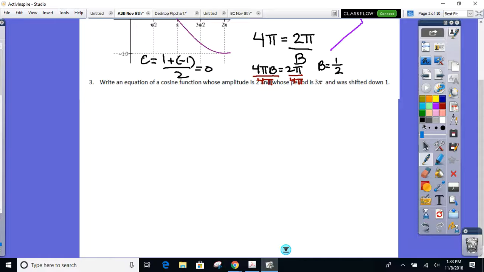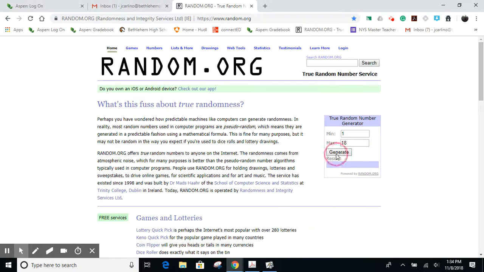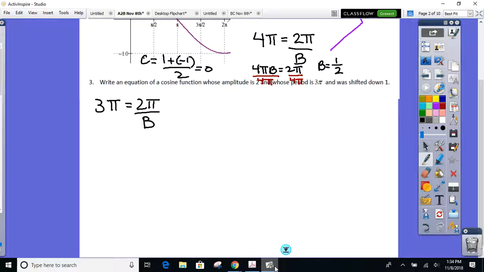Cosine amp is 2, period 3 pi, shift down 1. What's the only value I don't have? Yeah, I don't have B yet. I got A, I got the C, I don't have the B value. 3 pi equals 2 pi over B. Help me cross multiply. 9, help me cross multiply here. What do you want to divide both sides by? Yeah. Pi's cancel out. What's my value?